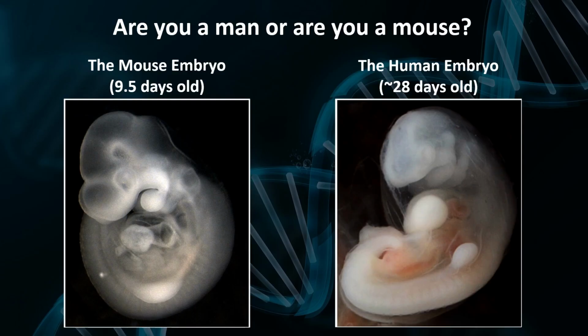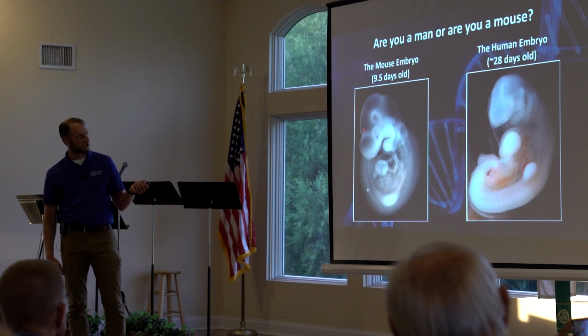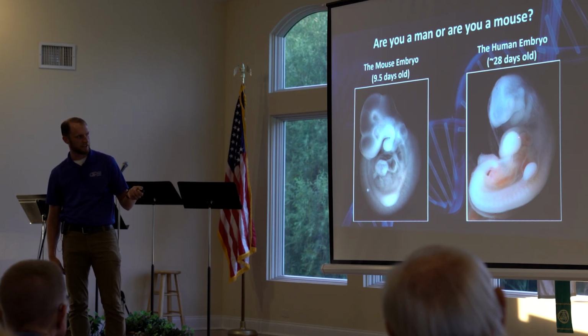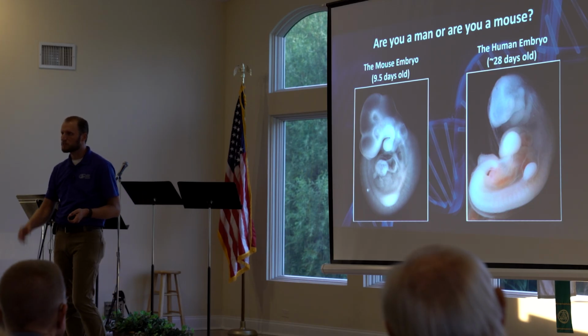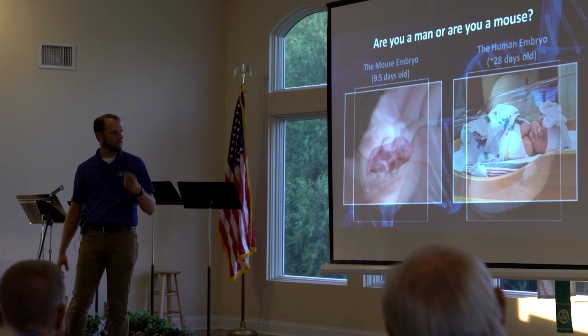We've got the mouse embryo over here on the left, the human embryo on the right, at 28 days, 9.5 days old. A lot of the same structures. There's the neural tube, there's the neural tube. There's the eyeball, there's the eyeball. There's the lower jaw, there's the lower jaw. There's the heart, there's the heart. There's the limb bud, there's the limb bud, the beginning of the limbs. So you can study these things in a mouse.